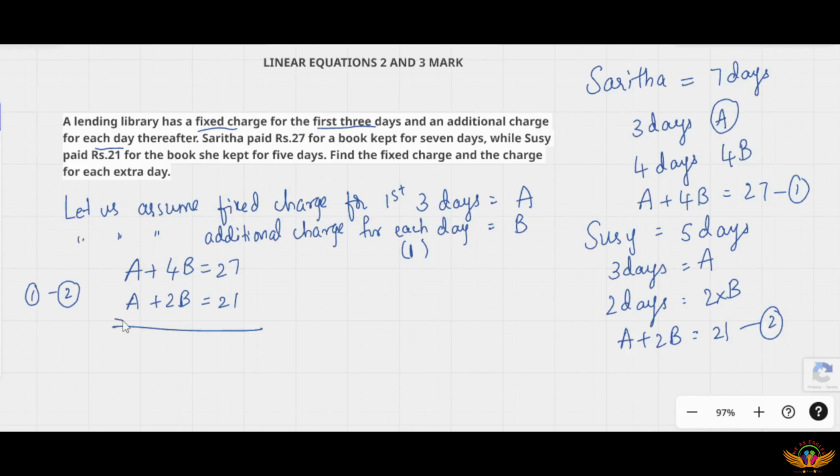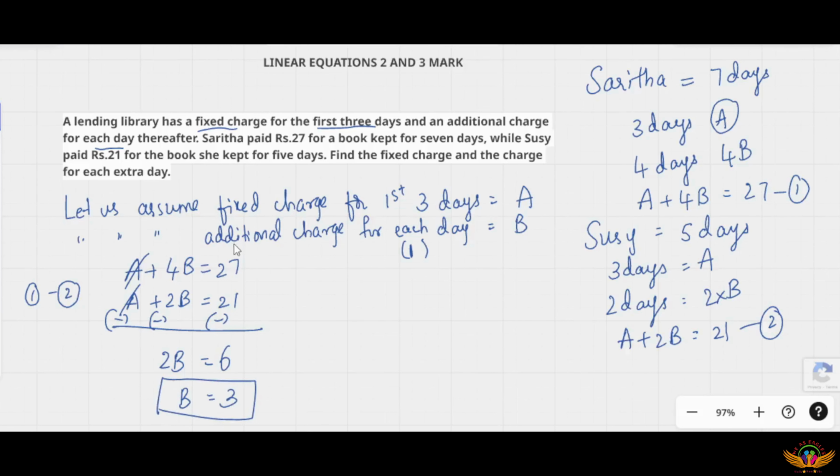When you're subtracting, change the signs. A cancels. 4B minus 2B. 4 apples minus 2 apples is how much? 2B is equal to 27 minus 21, that is 6. So B is equal to 6 by 2, that is 3. We got the value 3.